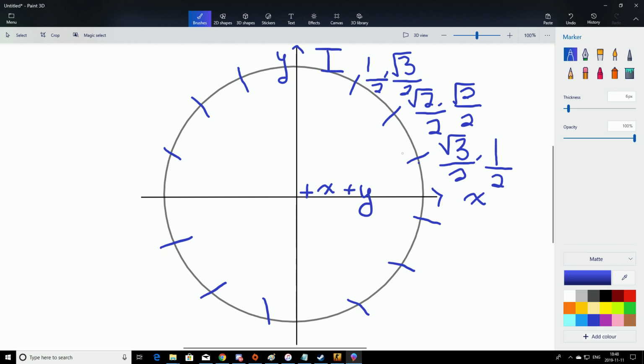Now, to then copy and mimic these same coordinates on quadrant 2, we're going to have to make the x value negative and keep the y value as positive. This means this coordinate right here would be negative square root of 3 over 2, followed by the coordinate 1 over 2. Pretty simple.